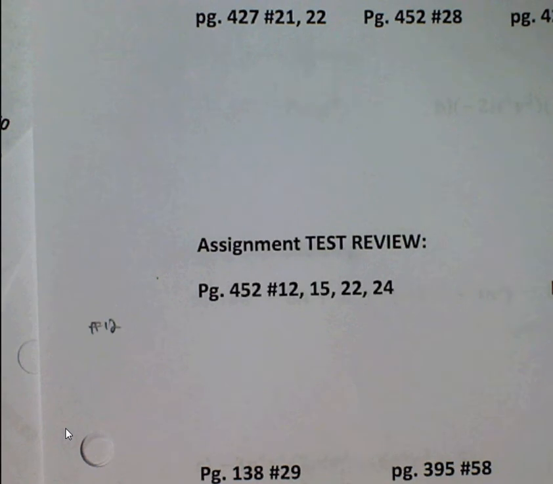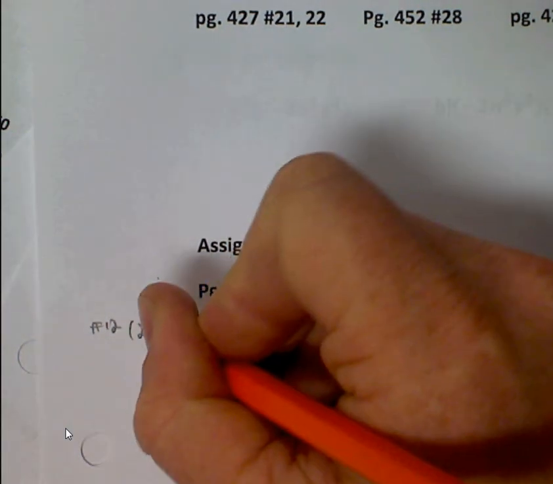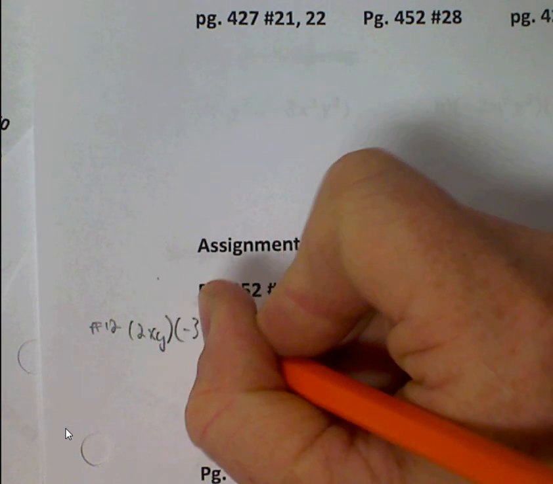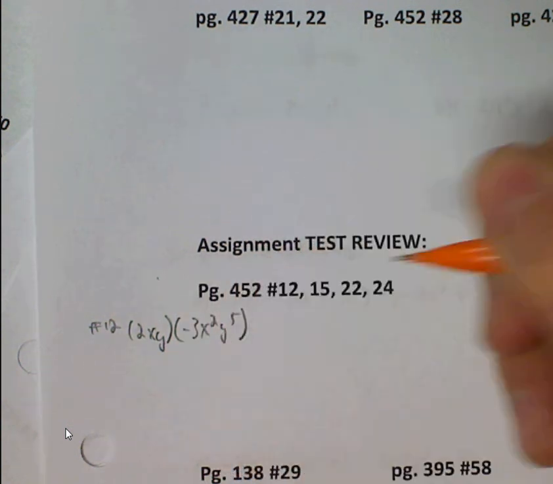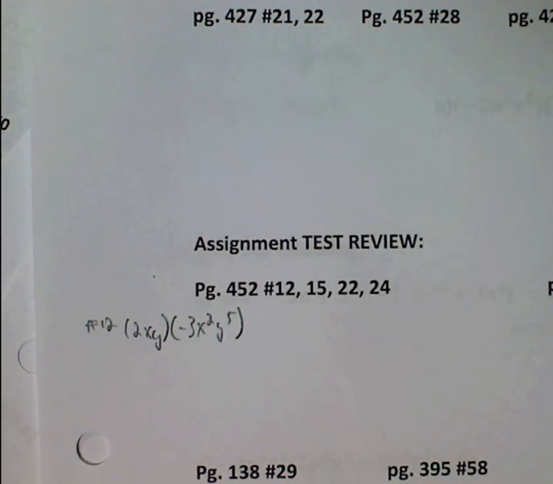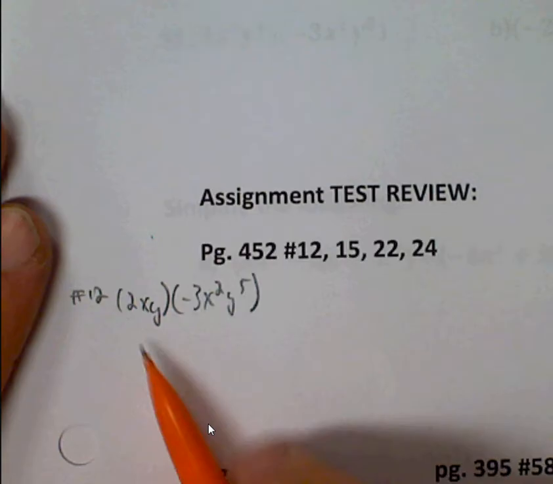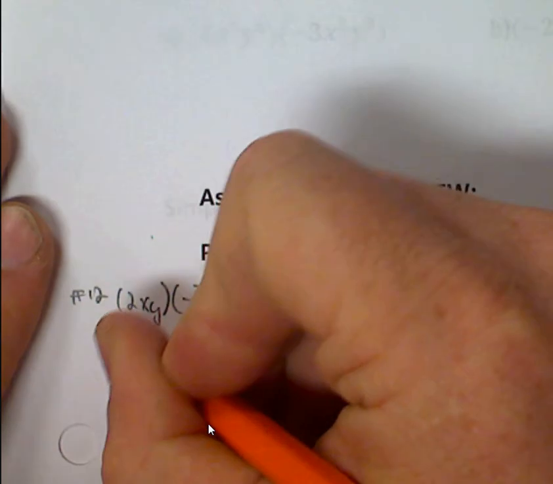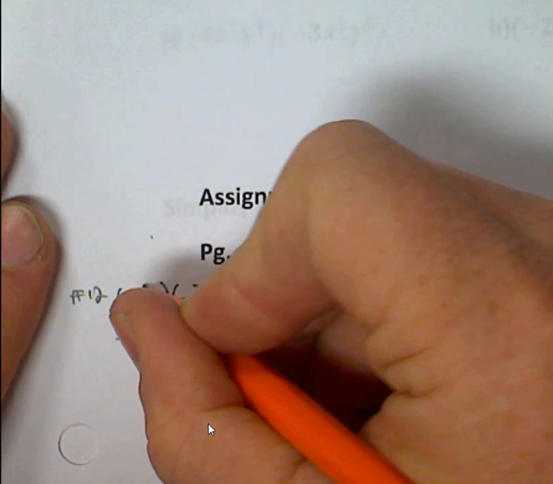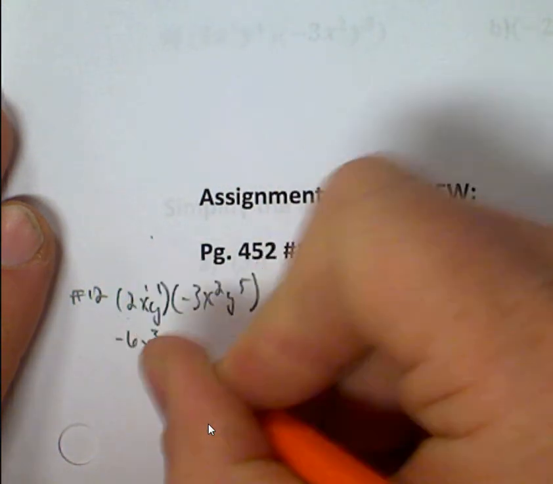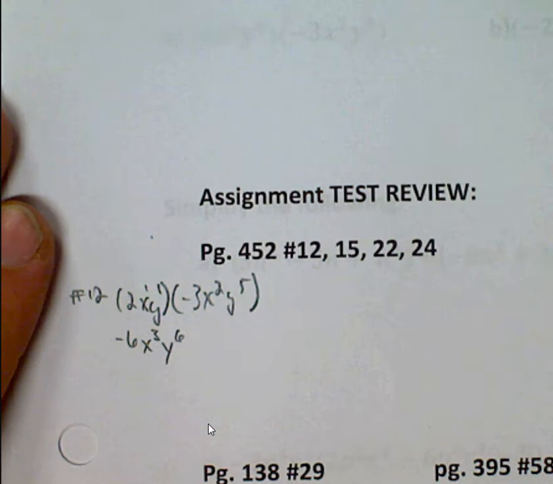So number 12, we have 2xy, negative 3x squared y to the fifth. We need to simplify. So 2 times negative 3 is negative 6. X to the 1, x2 becomes x3, y1, y5 becomes y6.